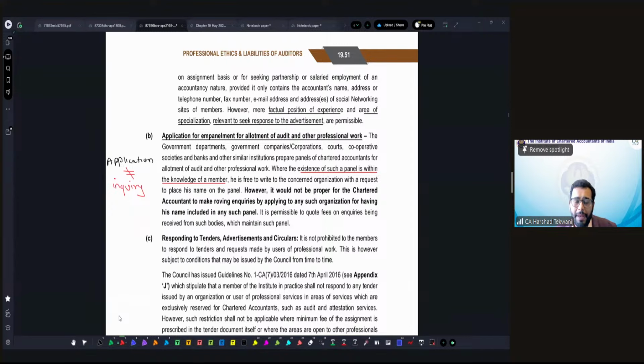Why? Because in an application, you know for a fact what is required. In an application form, you know what details are required to be given, how they are to be given, and to whom you are applying and for what purpose. So everything is there. When I talk about inquiry, I presume things are there. I provide them the information, it might not be there. So in this scenario, it becomes an inquiry, not an application. Application is allowed. Remember that application is allowed, not the inquiry. Clear?